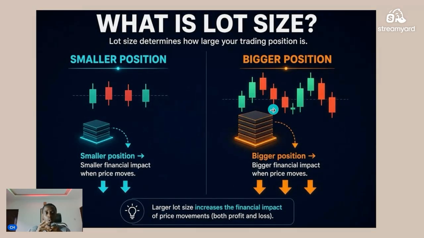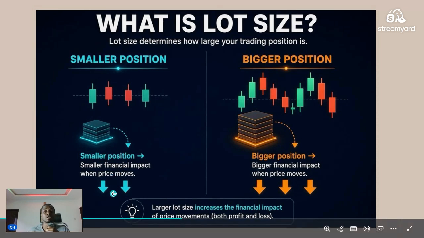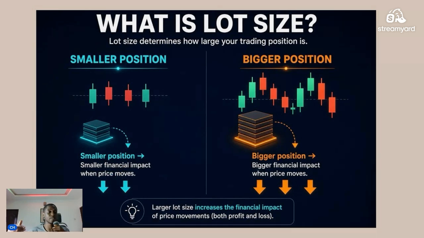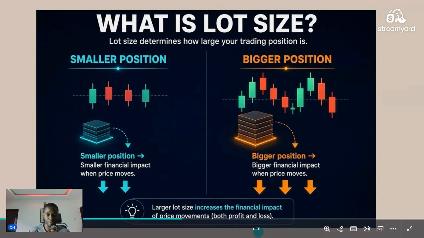So we are right here now. What is lot size? Lot size determines how large your trading position is. A smaller position means smaller financial impact when price moves in your favor or against you. As it gets bigger, it carries bigger financial impact, which means that if it goes in your favor, you make a lot of money, but if it goes against you, you lose a lot of money. So that's how it works. A bigger position means bigger financial impact when the price moves, both profit and loss.